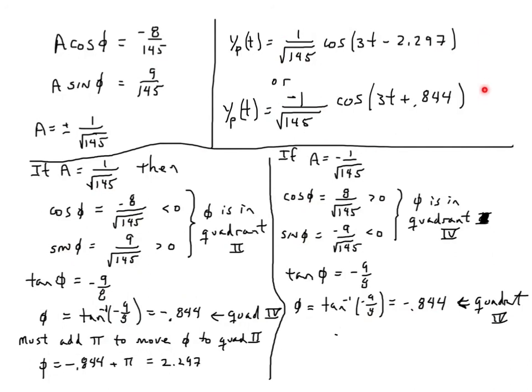If you graph these two things in your calculator, they're identical. I prefer and I recommend sticking with one that has positive amplitude, but this is correct. Okay, good luck.